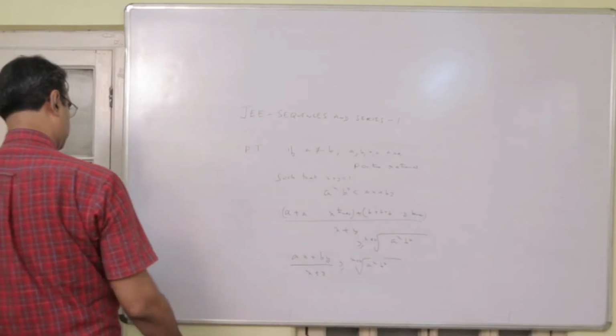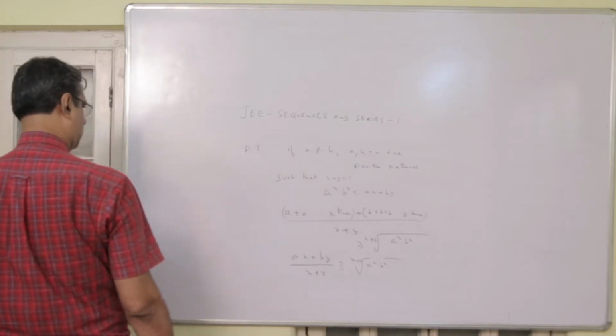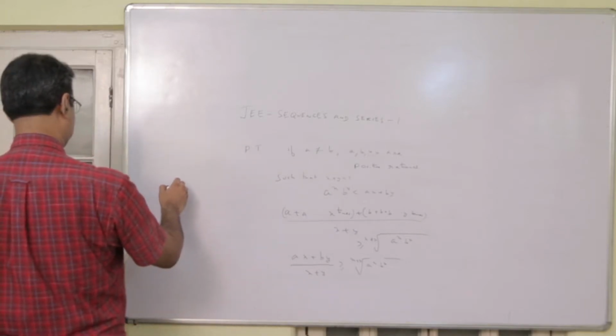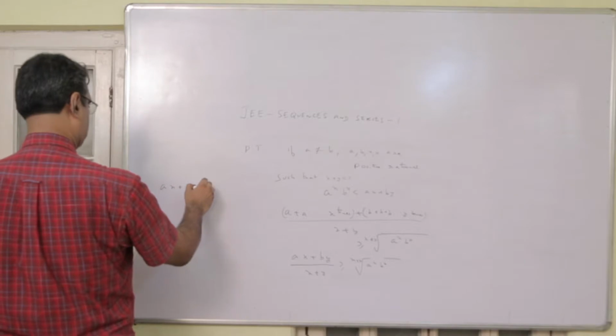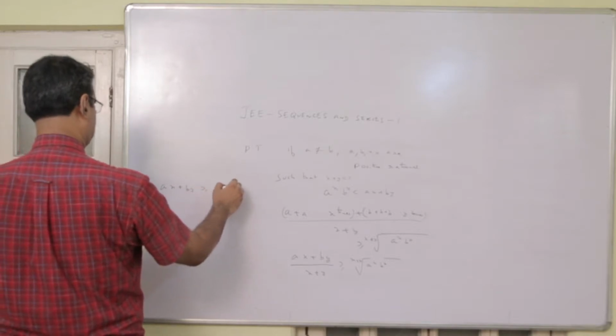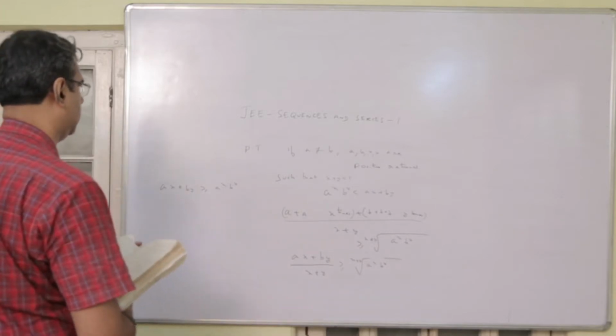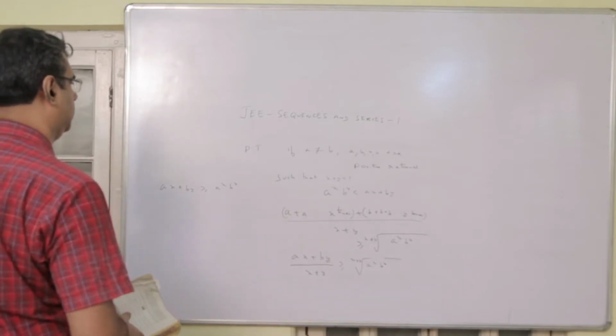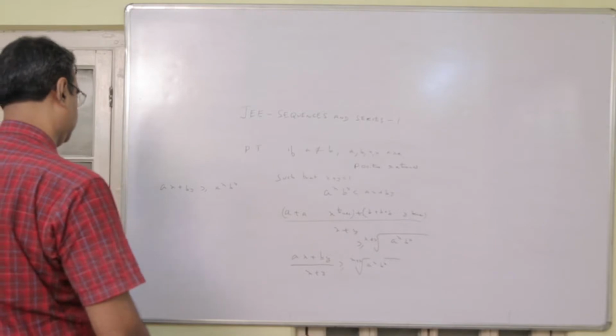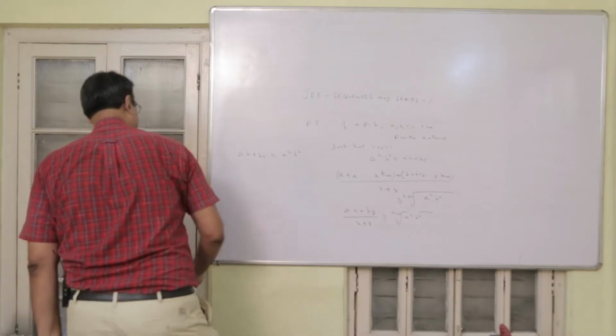Now if you just put X plus Y equal to 1, then you will get the desired answer. So this is another application of arithmetic mean greater than geometric mean.